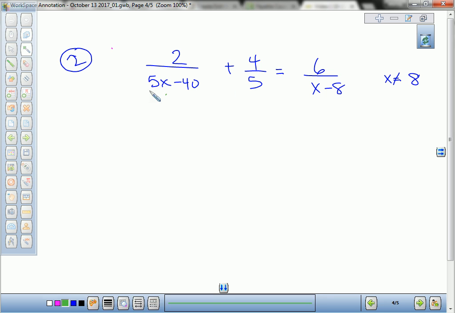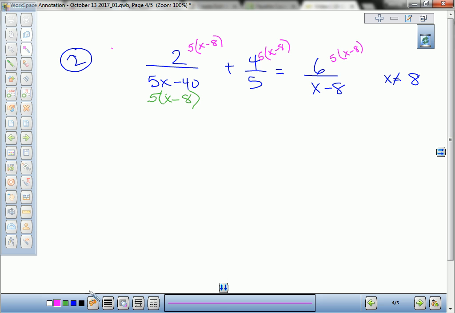All right, now, if we go with clearing fractions, we want to factor all of our denominators so we can find the common denominator. Once again, I gave you a really easy one, didn't I? What is the common denominator? 5 times x minus 8. So we would multiply through by 5 times x minus 8, which means each individual fraction gets multiplied by 5 times x minus 8.